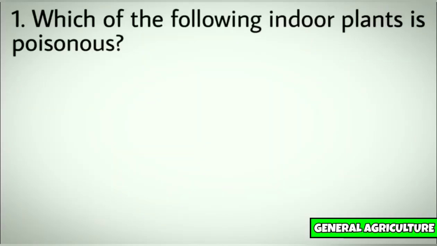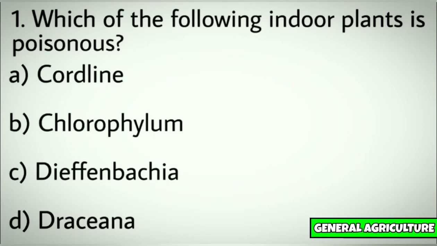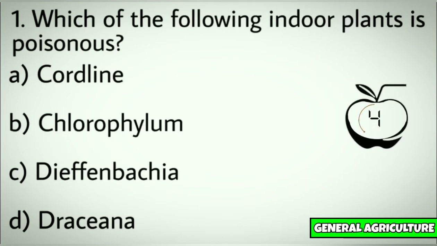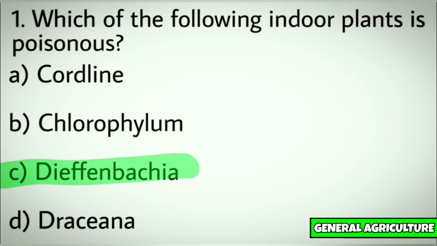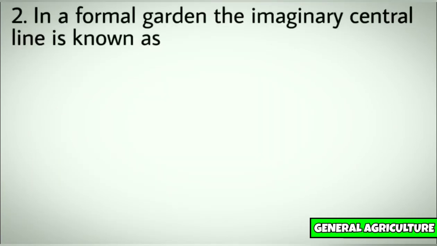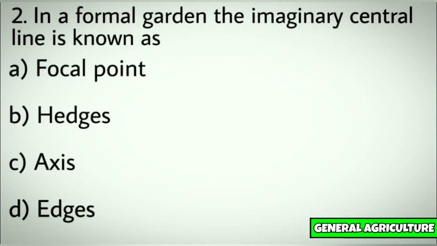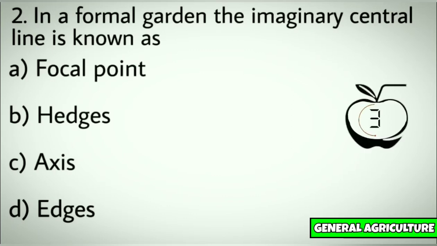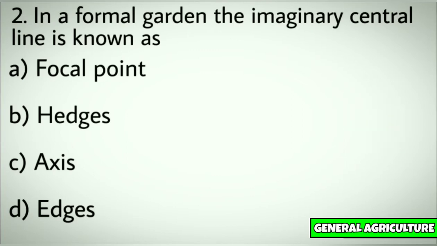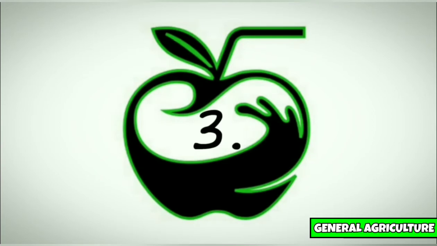Question number 1. Which of the following indoor plants is poisonous? Options: A. Cordyline, B. Chlorophyllum, C. Dieffenbachia, D. Dracaena. Correct answer: C. Dieffenbachia. Question number 2. In a formal garden, the imaginary center line is known as options: A. Focal point, B. Hedges, C. Axis, D. Edges. Correct answer: C. Axis.